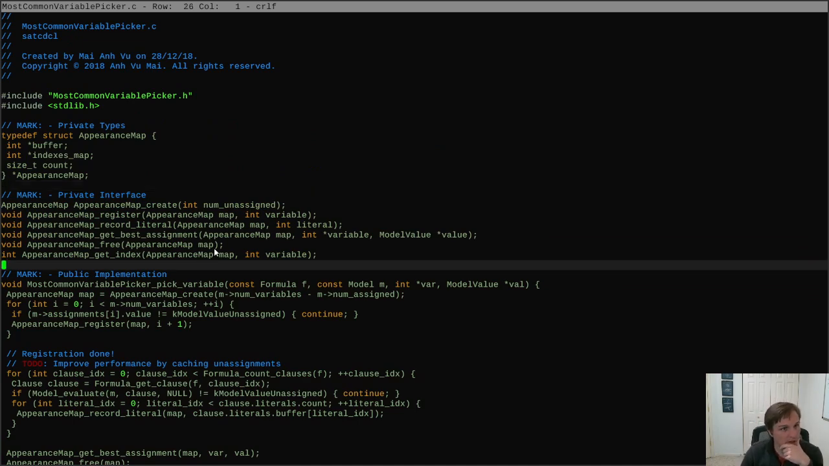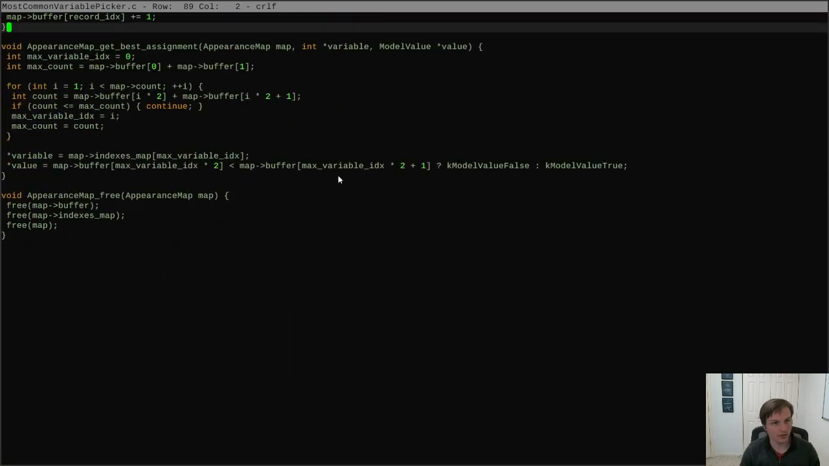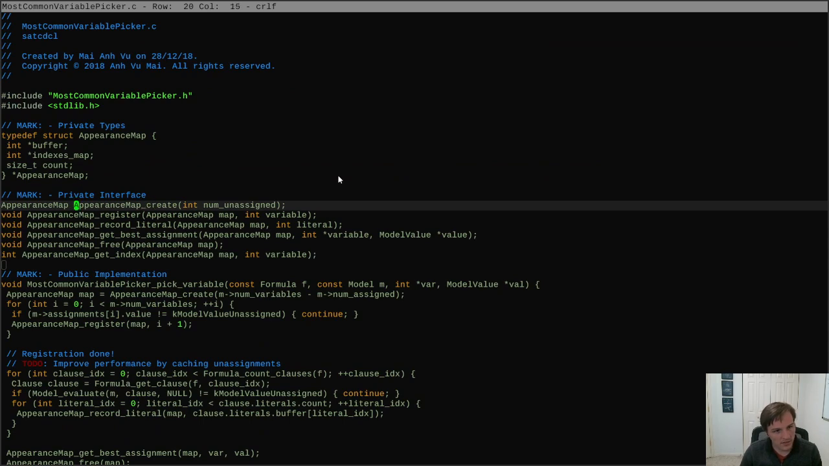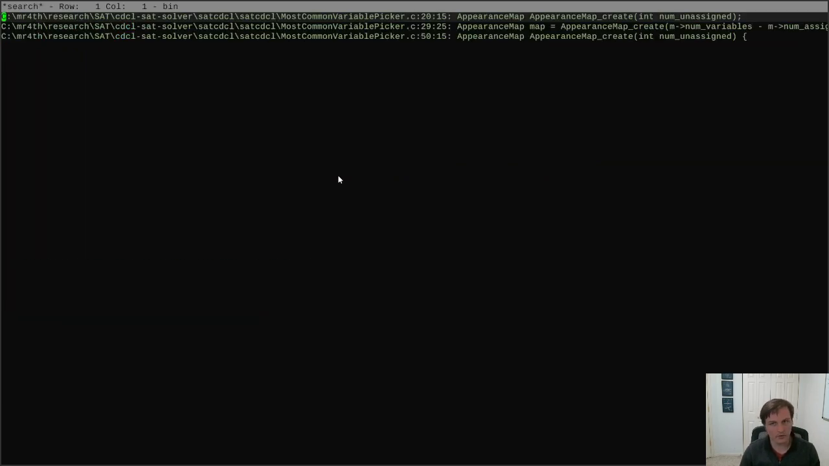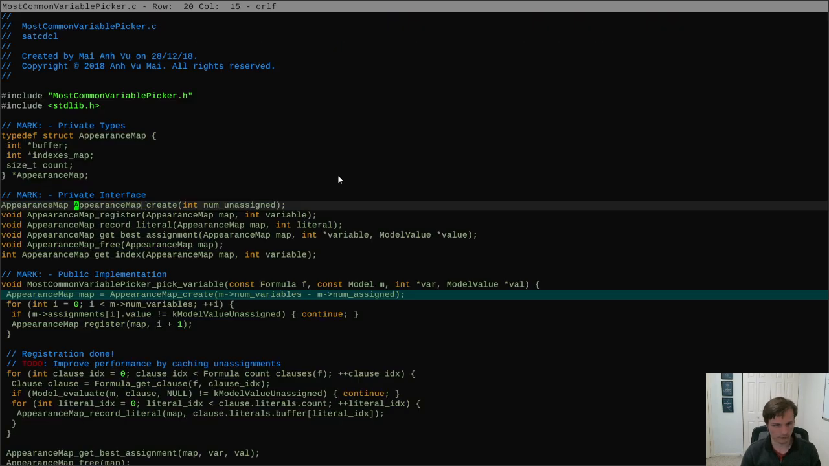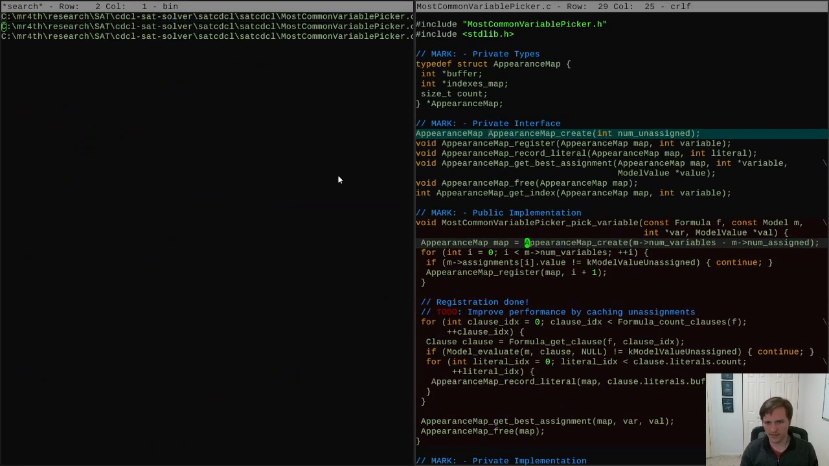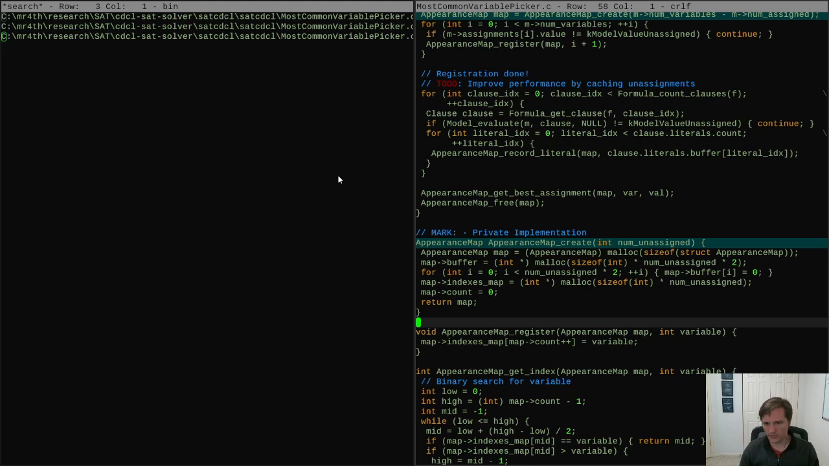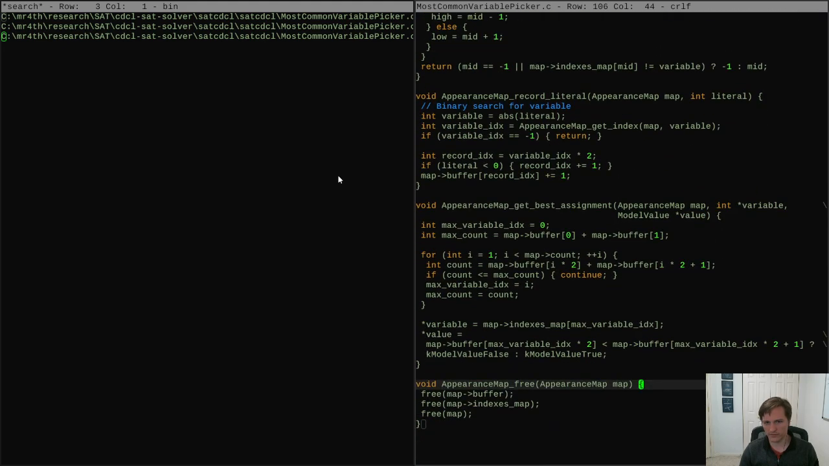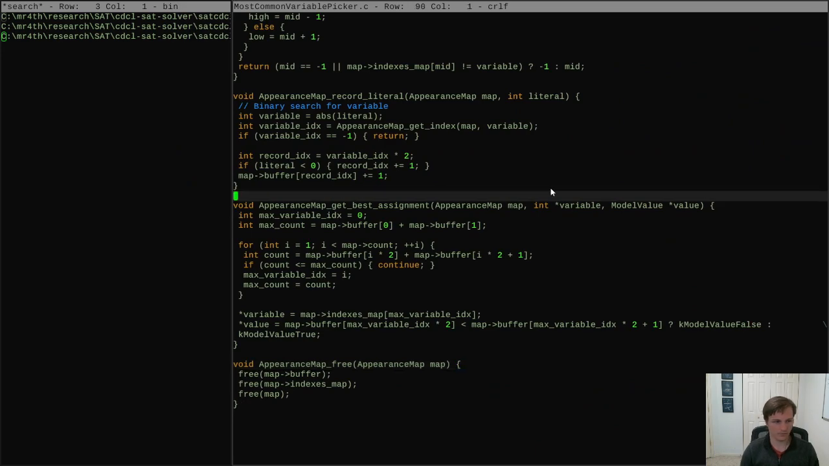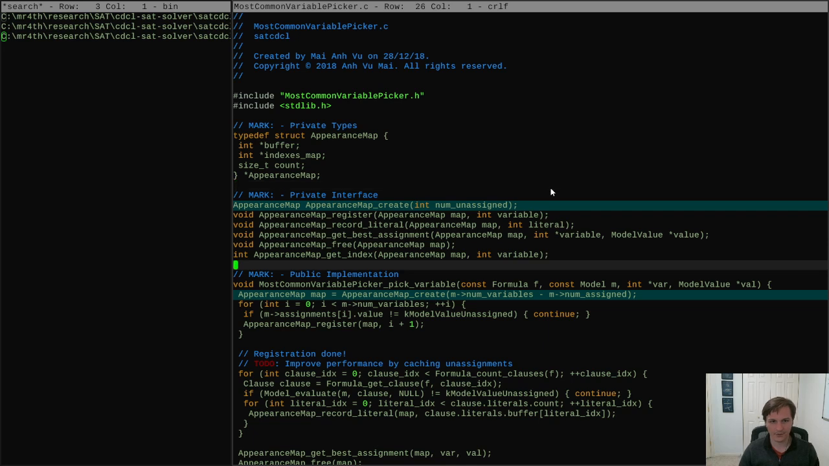So it looks like the variable picker is going to be a little bit more interesting. It has a bunch of references to appearance map. Where's, let's bring back the side-by-side mode. Yeah, so there's just going to be a bunch of these little functions in this file. I'm going to go into unbalanced side-by-side mode. So this will be my navigation panel, and this will be my main panel.